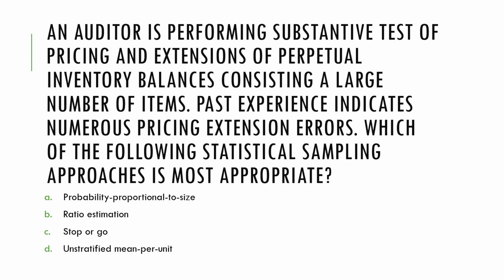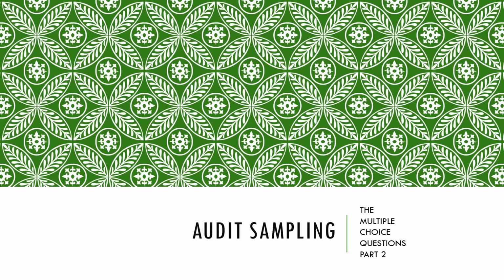We do recognize in this case that the errors are on the pricing. Because the errors are on the pricing, it will be more appropriate to use ratio estimation, as you could attribute it mainly to the balance, the pricing, rather than the individual units. So the answer to this one is bravo, ratio estimation. And yes, that is part one.